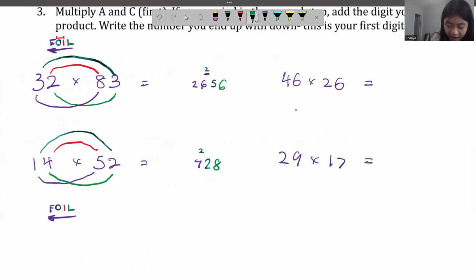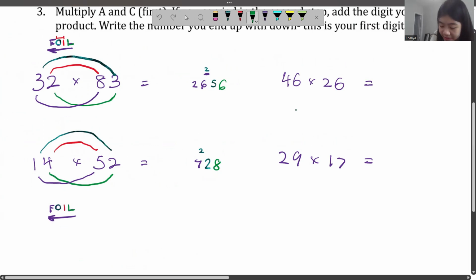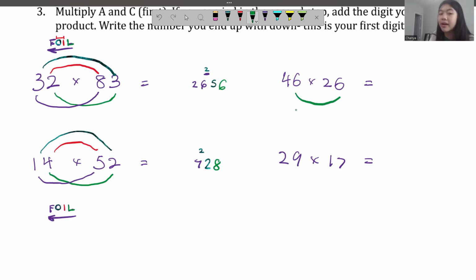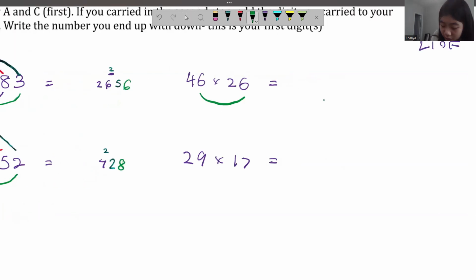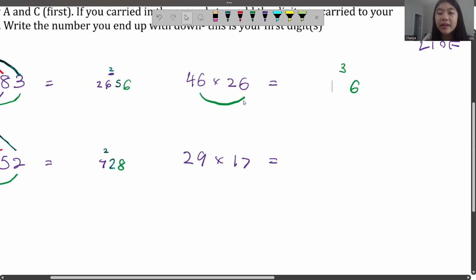So first, remembering the acronym FOIL right here. The first step you need to do is to multiply two last digits, right? Remember, with FOIL, you're working from back to front. So you do your last first, then your inner and outer, and then your first, right? So multiplying those last two digits, you do 6 times 6, which gives you 36. So you write your 6, you carry the 3, because you have not gotten to the step where you multiply your first two digits yet. That's why you carry. Okay.